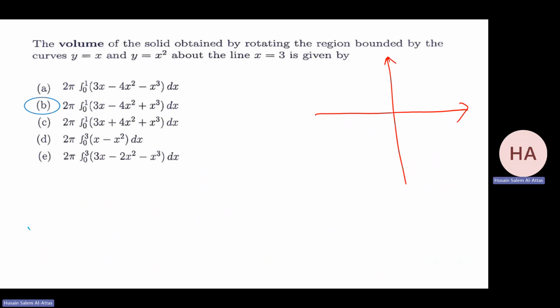y equals x, y equals x squared, about the line x equals 3. This is 1. x equals 3 somewhere would come here. This is my axis of rotation.